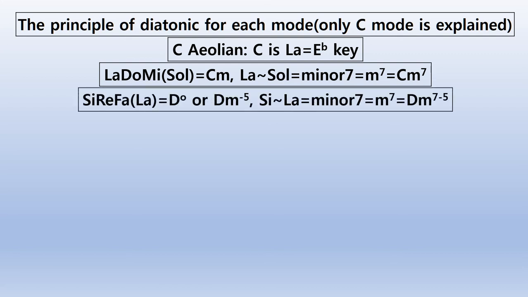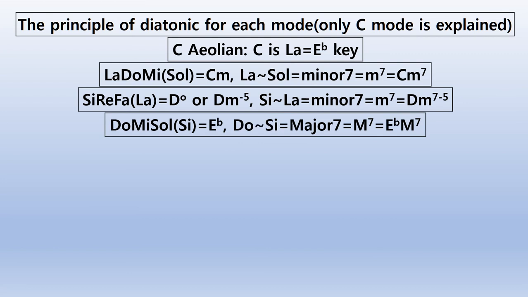The second Si La Pa triad is D diminished or D minor flat 5, and the above note La is a minor seventh from C, so Si La Pa La is D minor 7 flat 5. The third Do Mi Sol triad is E flat, and the above note C is a major seventh from Do, so Do Mi So Si is E flat major 7.